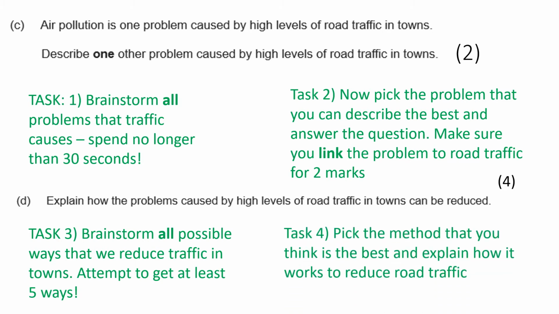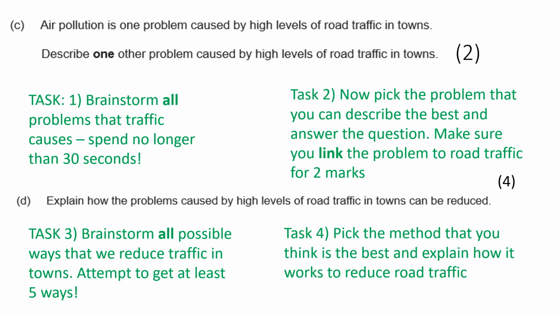Now, again, this time you're going to have a go at answering the question. You need to pick the methods. In fact, I would say pick a couple of methods that you think are the best and explain how they work to reduce road traffic. So, for instance, if I was to pick park and ride, I would say park and ride is a method where people drive their cars to the edges of the cities, they then park them for the day, and then they take the bus into the town centre.